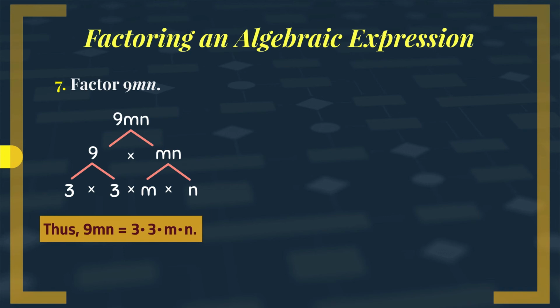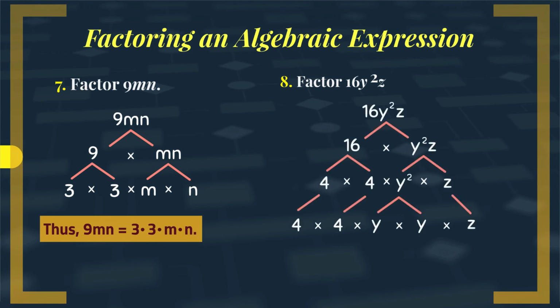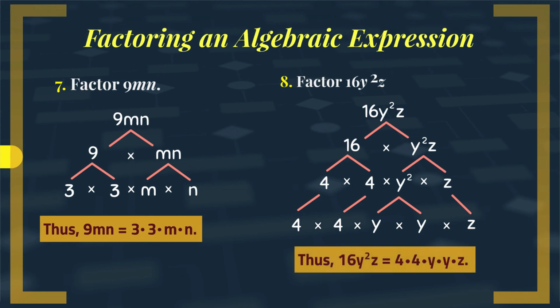Let's have the last example for this lesson. Let's factor the algebraic expression 16y squared z. Just like the previous algebraic expression, we will also use the factor tree. This is the factor tree of 16y squared z. Thus, the factors of 16y squared z are 4, 4, y, y, and z.